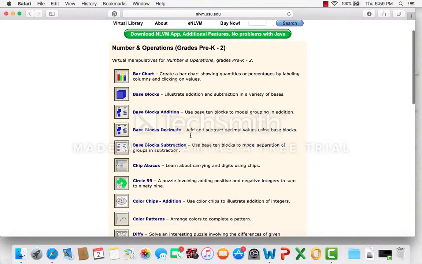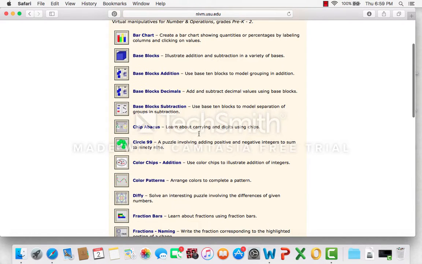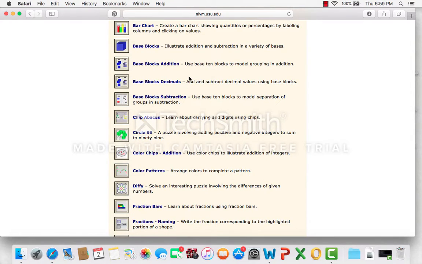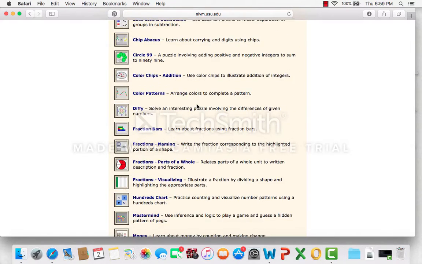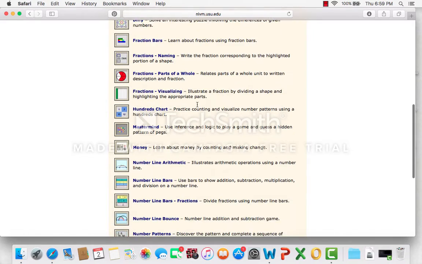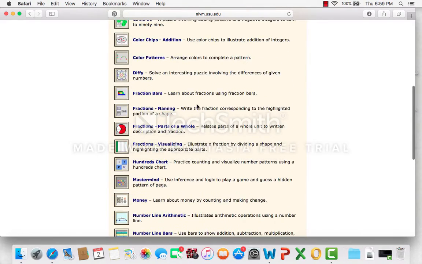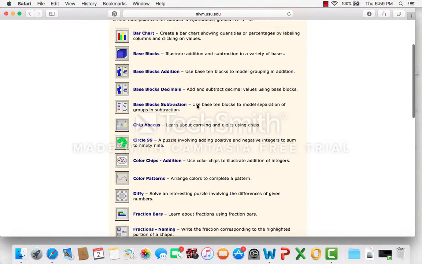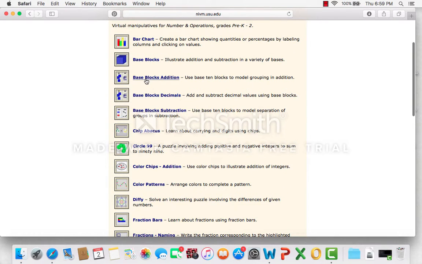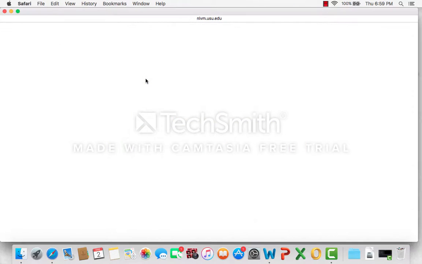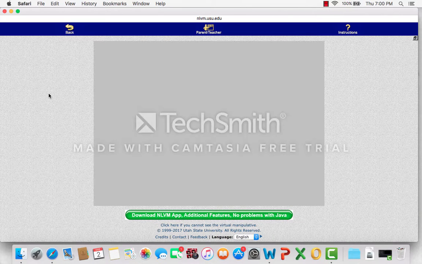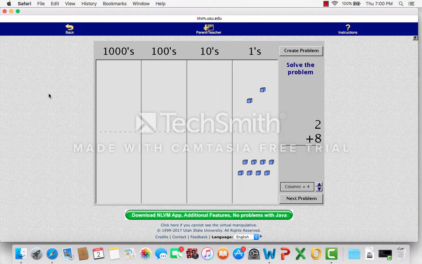I've played around with some of these manipulatives as well as used them in previous lessons. I can give you an example of a manipulative that I think would be useful, especially for those of you teaching 2nd grade. Here is one that I like, Base Blocks Addition. If I click on the link, it'll open up a second window. With this manipulative, students are able to practice addition using place value, which is something very big that's happening in 2nd grade. I can demonstrate how to use this manipulative.